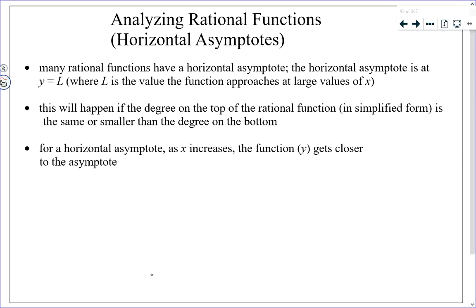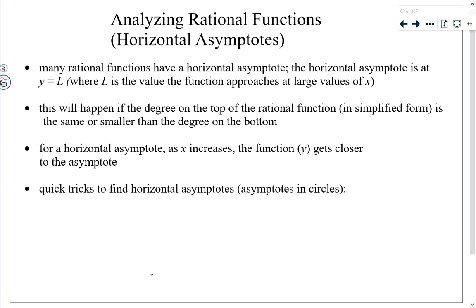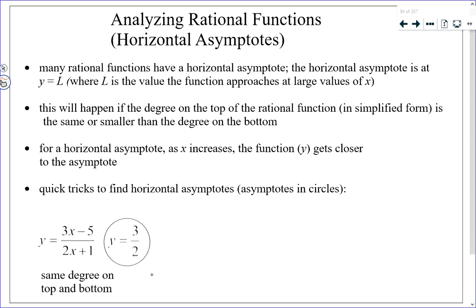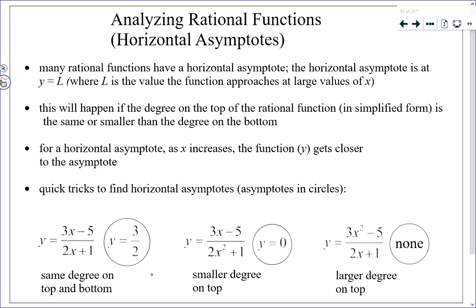There's some tricks here. If the degree in the numerator and the denominator are the same, you simply divide the coefficients to get the location of the horizontal asymptote. If the degree in the numerator is smaller, then it will always be the case that the x-axis is a horizontal asymptote. And as I said, if the degree in the top is larger, you will not get a horizontal asymptote.